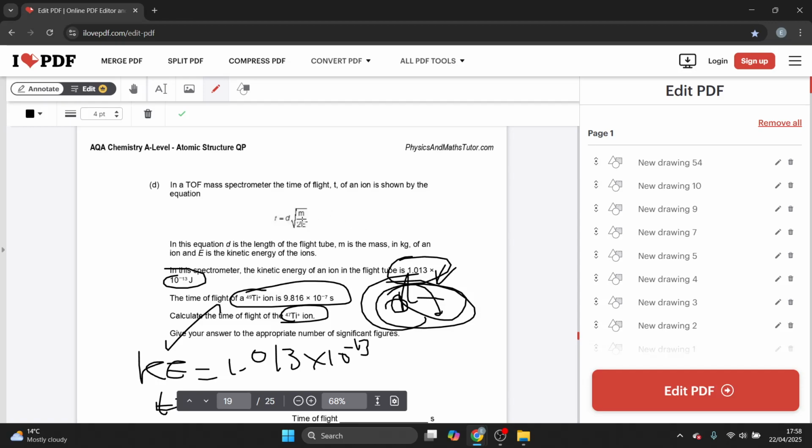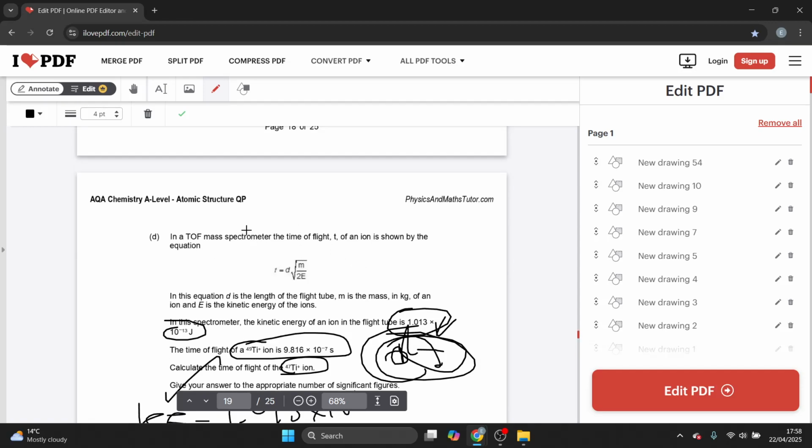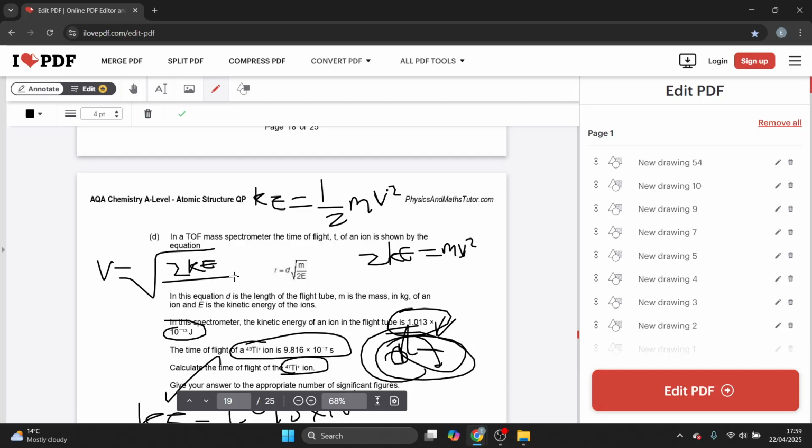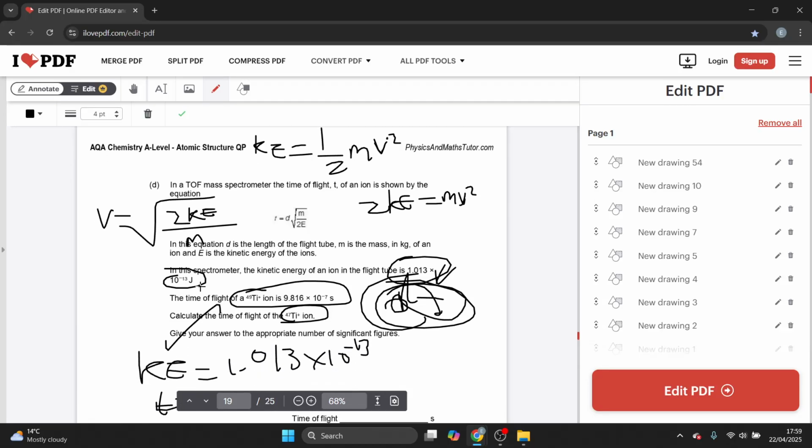I'll rearrange this formula. Actually, no, I don't need to, because I just write the normal formula, K equals a half mv squared, and work from there. So 2KE equals mv squared, v equals the square root of 2KE over m. I already memorized that, so I don't know why I rearranged it. I've got the kinetic energy and the mass.